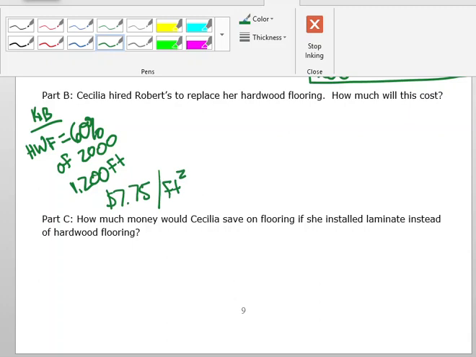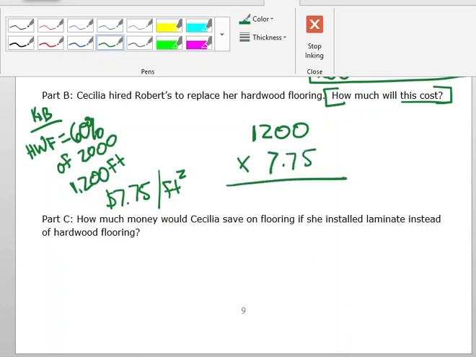And so this looks like Cecilia hires Roberts to replace her flooring. How much will this cost? Simply, I just have to take this 1,200 feet and multiply that by 7.75. And again, you have your calculator, use it. Okay, so to replace her hardwood floors, that's going to be $9,300. And yes, hardwood flooring is expensive. So let's take a look at part C, because maybe she says, boy, that's pretty pricey.